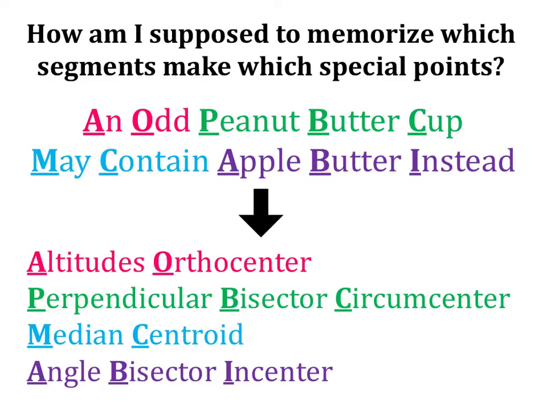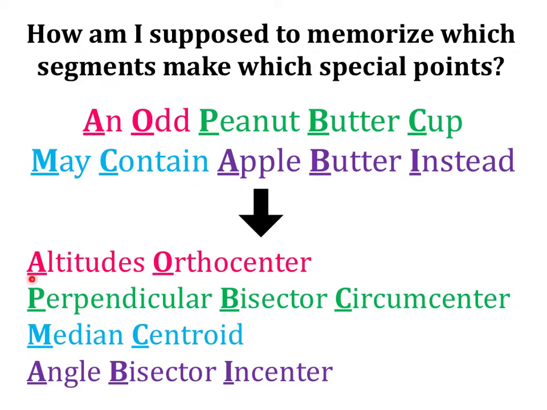And I'm sure by this point you're thinking, how am I supposed to memorize which segments make which special points? Well, we have a funny phrase that we use to help us remember this. Our funny phrase is, an odd peanut butter cup may contain apple butter instead. If you look at the first letters of each of the words, it tells you which segments align with which points. So we start off with an odd.